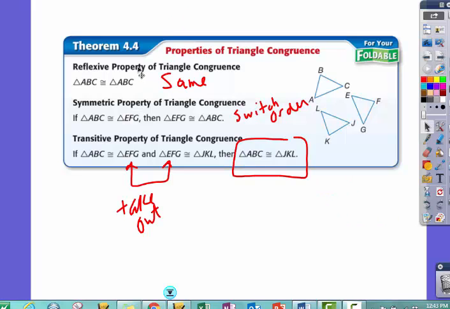Here we're just looking at our properties again. Remember, the reflexive property, it's the same on both sides. The symmetric property, you switch the order. And in the transitive property, you have two statements. You cut out the parts that are repeated, and the first part is congruent to the last part.